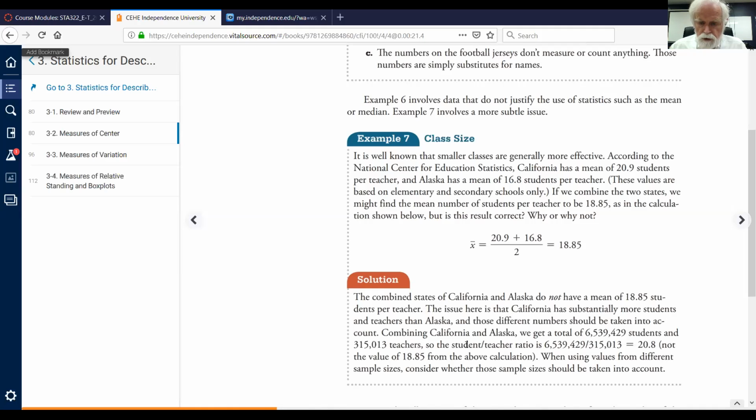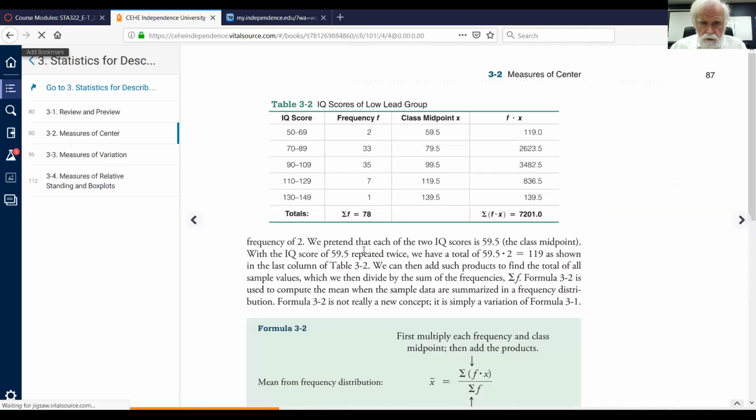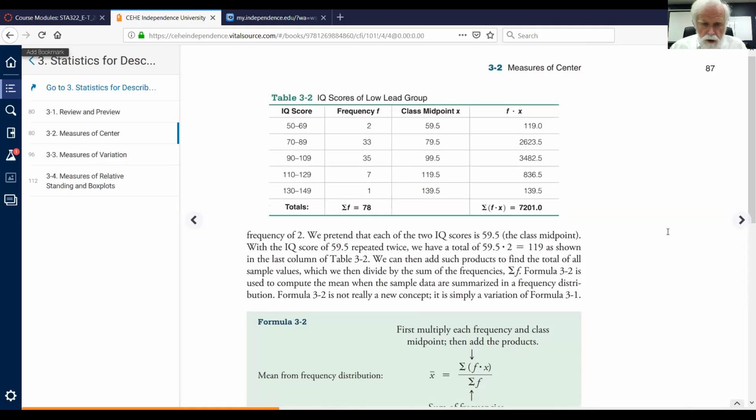Very, very different sample sizes, the numbers they give here. If we combine California and Alaska, we get 6.5 million students and 315,000 teachers. So that ratio is 20.8, which is not appreciably different than the California number, which tells us only that California has significantly more students than Alaska, something we already knew.